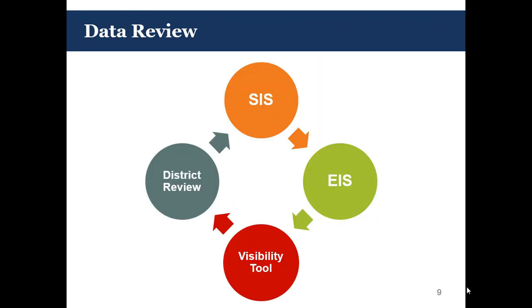The data review process is simple. We'll start at the top. We begin with your student information system and making sure that the information there is as clean and correct as possible. That information is uploaded into EIS. EIS at that point shows you through the visibility tool what information is and is not being pulled for assessment. Your district reviews that information, makes changes in the SIS, and we go around the circle one more time.